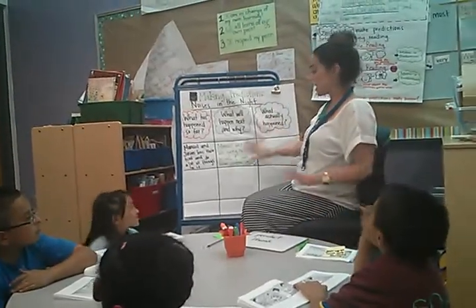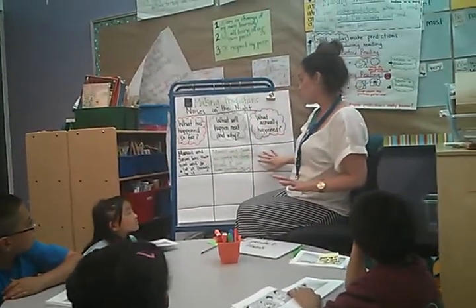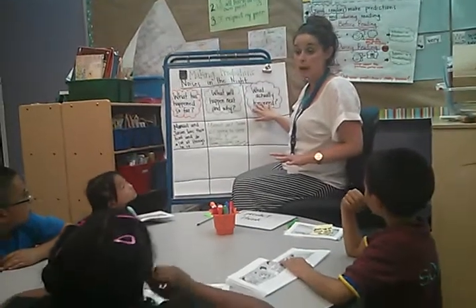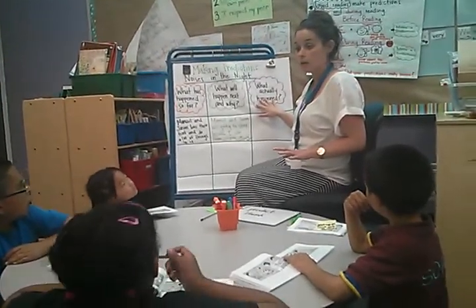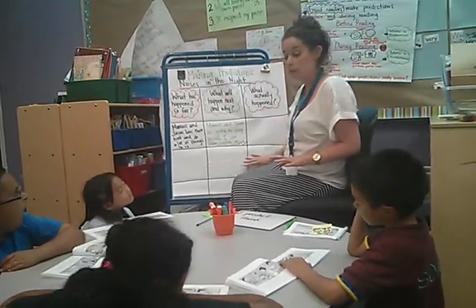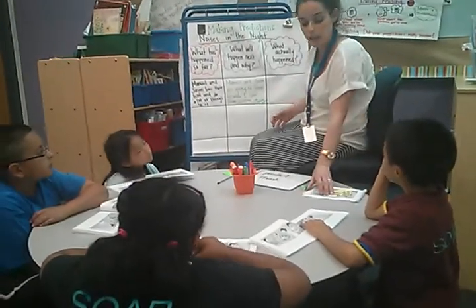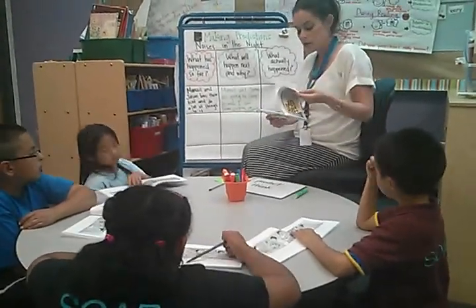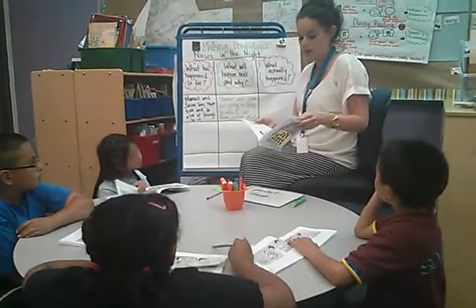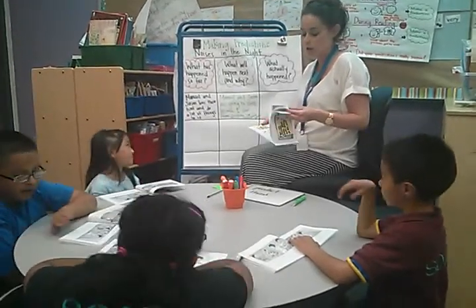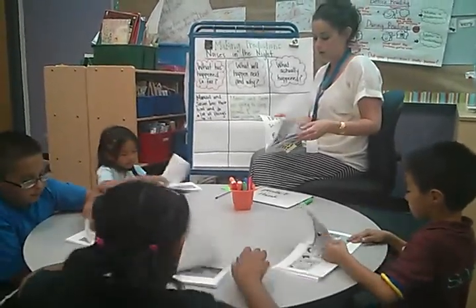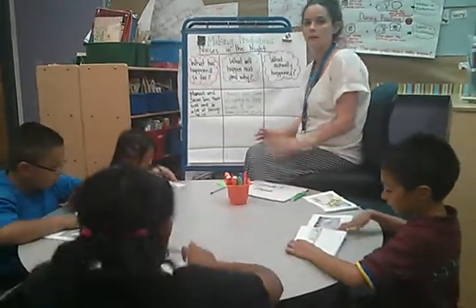So this part we can actually leave blank because we don't know what actually happened yet. Okay? So sometimes we have to wait till we read the whole book to answer what actually happened. Sometimes we just have to read a couple more pages. So you're gonna read again until you get to page 11. What page? Okay, go.